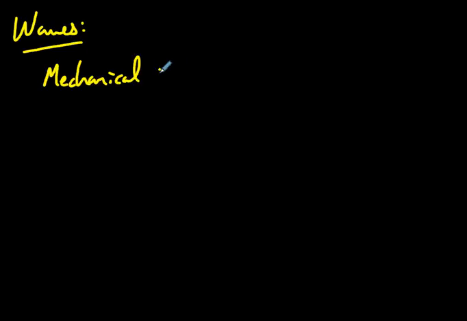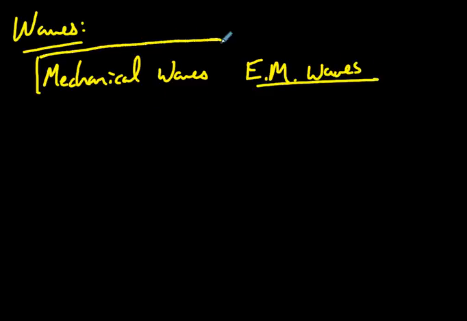All right, let's talk about waves. There are kind of two types of waves out there: mechanical waves and electromagnetic waves. The latter is for later. We are going to focus strictly on mechanical waves for now.